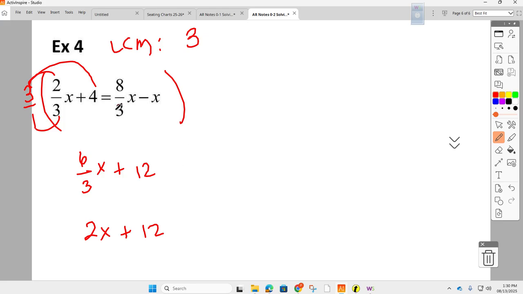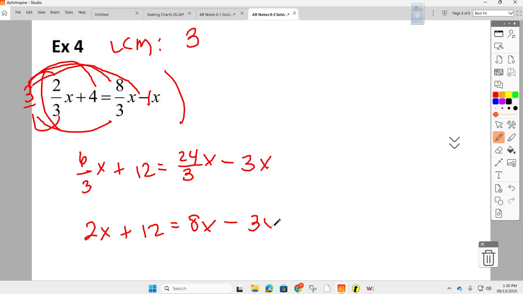And equals. And now we're going to multiply 3 by the 8 thirds. So 3 times 8 is 24, over 1 times 3 is 3. That is the coefficient of x. We can't forget it. What does that simplify to? Minus. What am I multiplying the 3 by? 1. Very good. 3x.